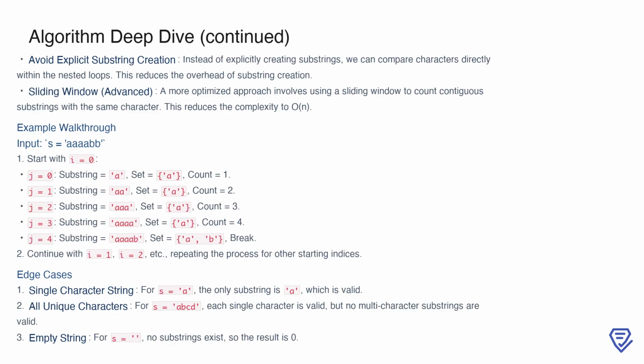At j equals 1, the substring aa is still uniform, so the count becomes 2. This process continues for substrings aaa and aaaa, increasing the count to 4. However, when j equals 4, the substring becomes aaaab, which contains both a and b, so the set size exceeds 1, and we break the inner loop. We repeat this process for starting indices i equals 1, i equals 2, and so on, evaluating all possible substrings.